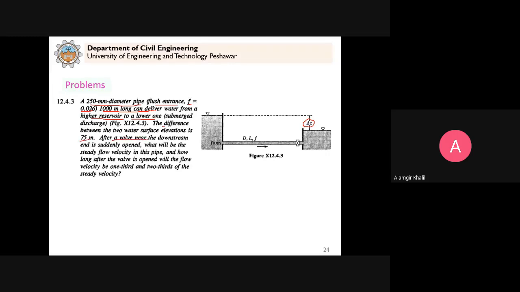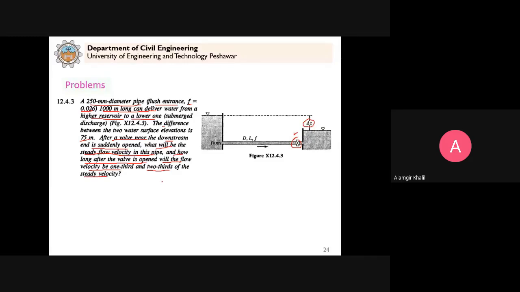After a valve near the downstream end is suddenly opened. Now when we suddenly open this valve, what will be the steady flow velocity in this pipe? What will be the steady flow velocity? We already discussed in the previous lecture, develop an equation for steady flow velocity. And how long after the valve is opened will the flow velocity be 1/3 and 2/3 of the steady velocity?